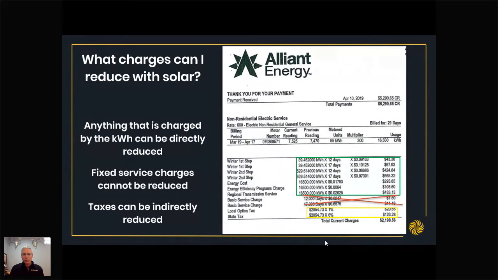And you see a yellow square under taxes. Taxes can be, you could say, indirectly reduced by going solar. And the reason is, like I mentioned before, the taxes aren't billed directly by the amount of kilowatt hours you consume, but they do directly relate to the size of your electric bill. So as your electric bill gets smaller by using less kilowatt hours, the amount of taxes you pay also gets smaller. So hopefully that tracks and makes sense for everybody.